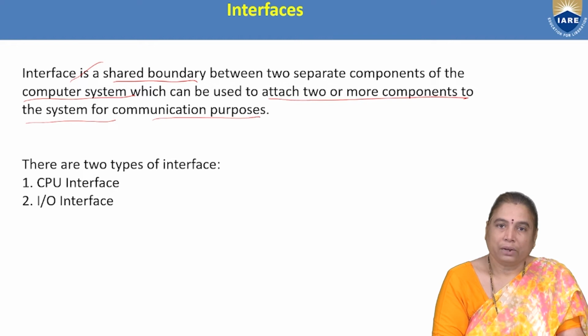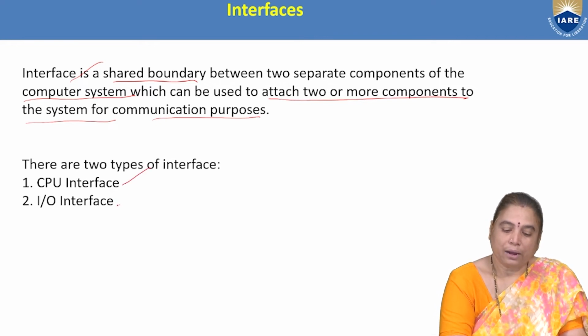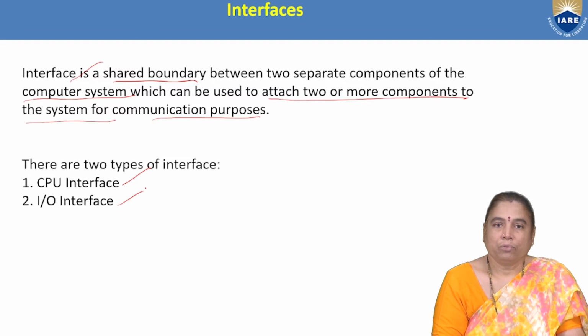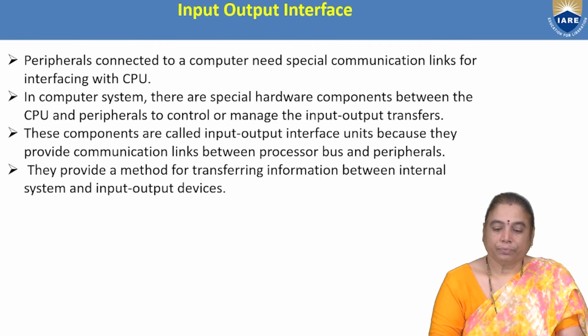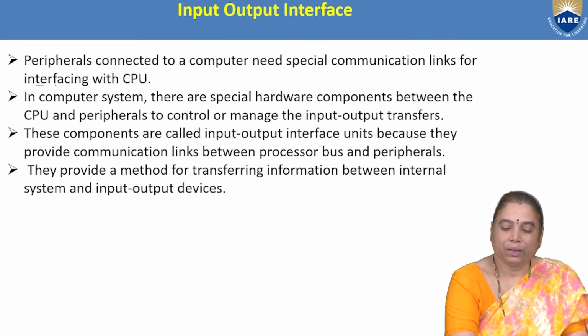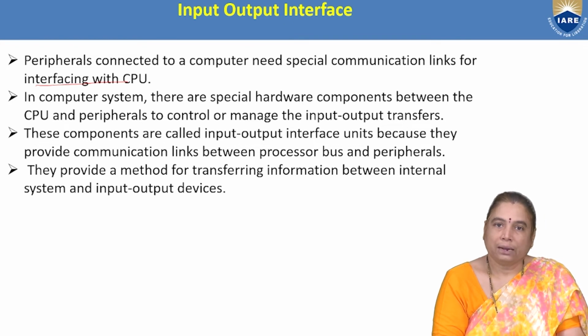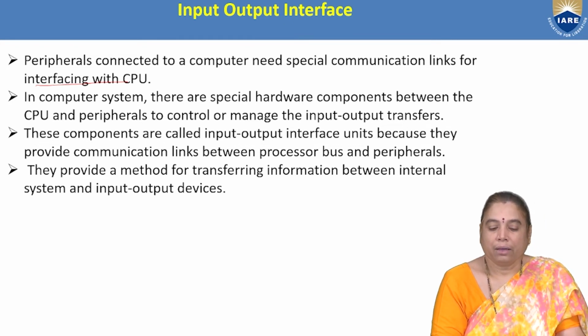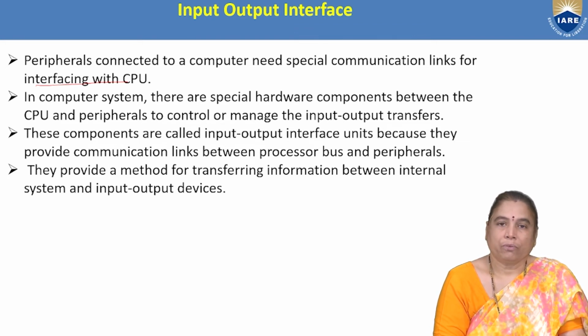There are two types of interfaces, CPU interface and IO interface. The input-output system can majorly be connected with the IO interface. So you have to concentrate on what the input-output interface is. For the input-output interface, peripherals connected to a computer need a special communication link for interfacing with the CPU. So the devices that are connected can have a special communication channel with the CPU. So what is a channel? That we have to discuss.